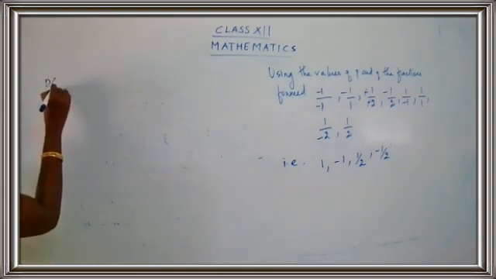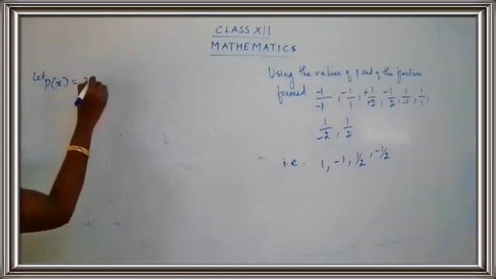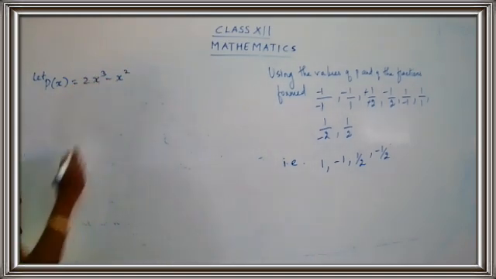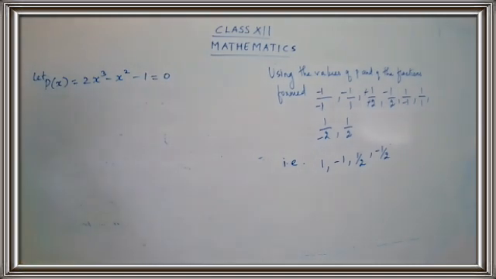So I am just going to consider the equation as P of x. So let P of x be equal to, what is the question? It's 2x cube minus x square minus 1 is equal to 0. So this is the question. So P of x is 2x cube minus x square minus 1. I am going to try for all the values. Here, don't take the value 0. Come on, let's put all the values.